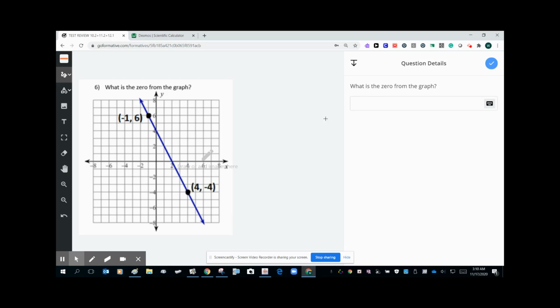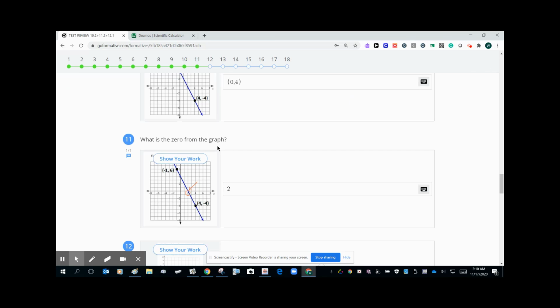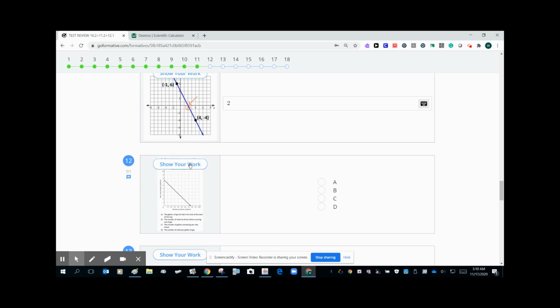Okay, the word 0 means the x-intercept. So basically it is where the line touches the x-axis, and it is touching at 2. So for 0, you just have to write the x value. So 2. And we get a green light.